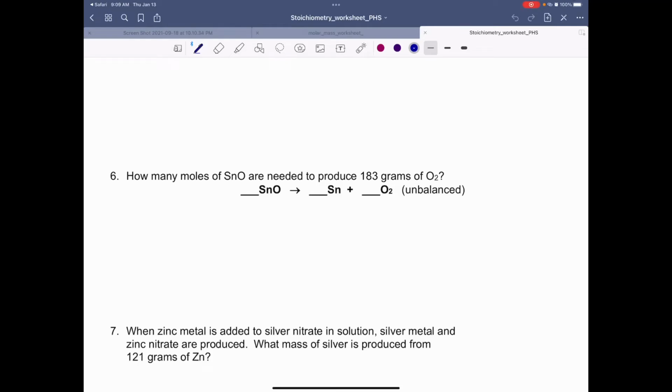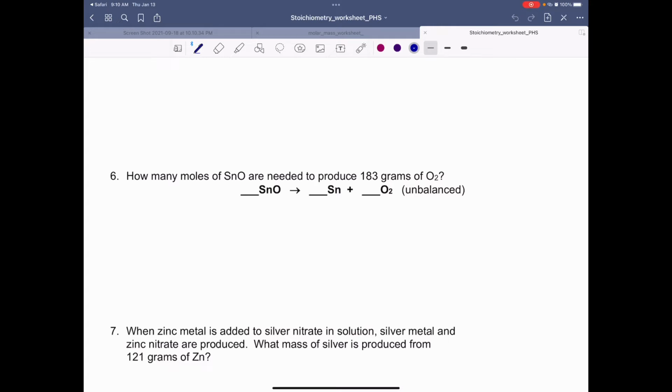Okay, here we're going to be going through number 6. How many moles of selenium oxide are needed to produce 183 grams of oxygen? So the first thing we notice is that this is an unbalanced chemical equation, so we've got to balance this thing first. At this point, I'm not going to draw the RP table because we can do this one pretty quickly just with our head.